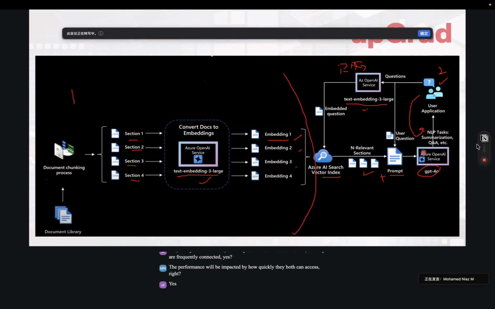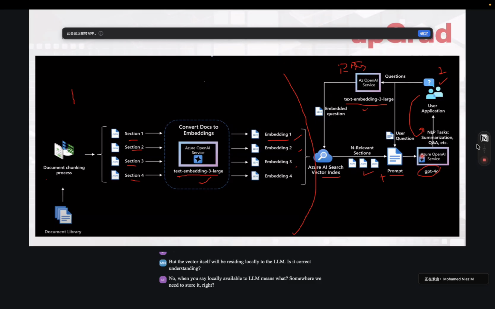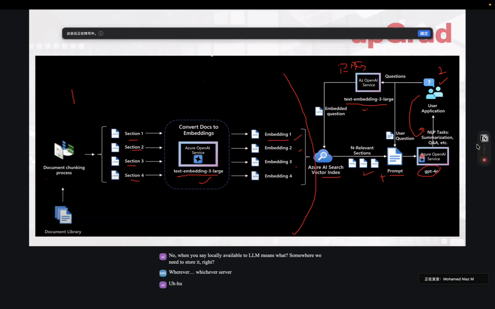Instead of caching it locally, if it is closely placed, it will be faster. And you were mentioning that some vector DB companies provide the framework, but the vector itself will be residing locally to the LLM. Is that correct understanding? No. When you say locally available to the LLM, what do you mean? Somewhere we need to store it, right? Whichever server the LLM is on, there is a tight InfiniBand kind of access to this storage.